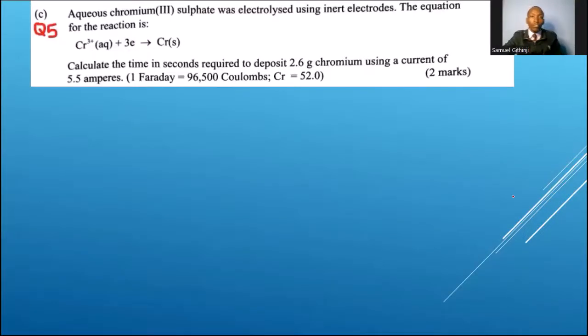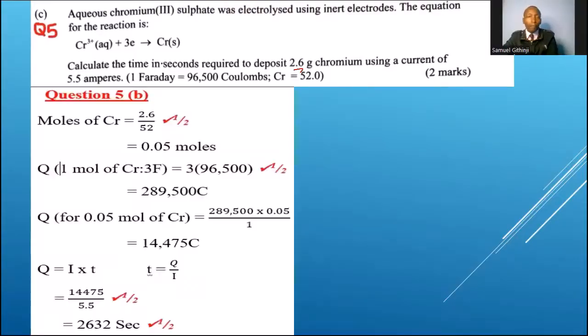You're having a question on calculations. Aqueous chromium sulfate is electrolyzed using inert electrodes. That is the half cell equation. Calculate the time in seconds required to deposit this amount of chromium, and the current is given there. This is an application of Faraday's law.